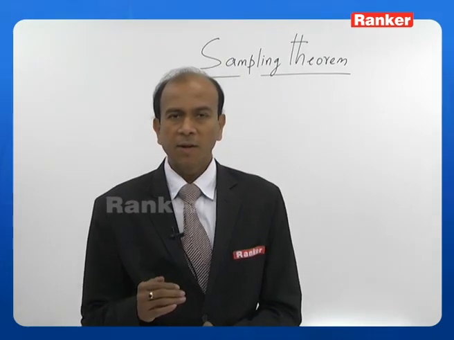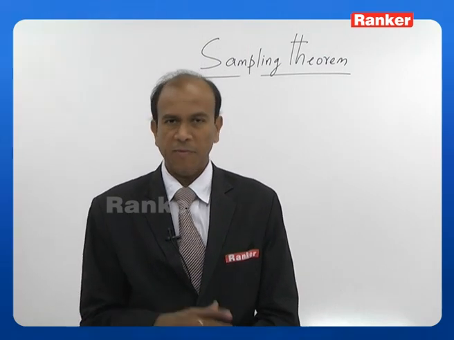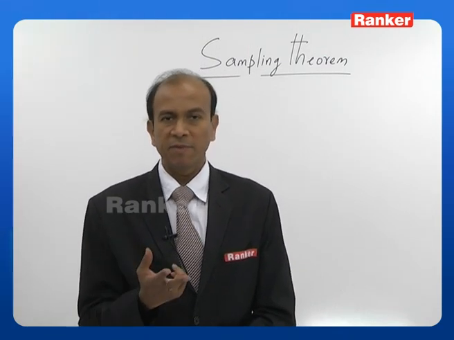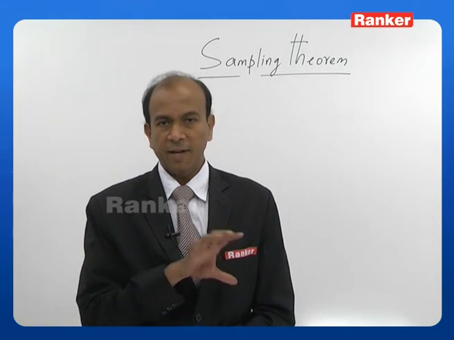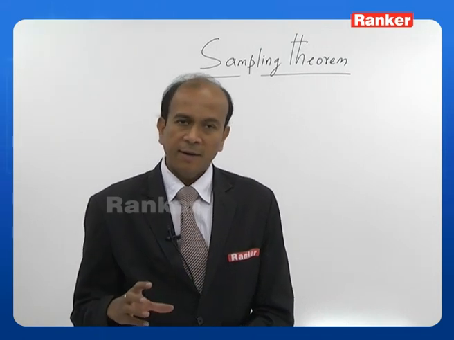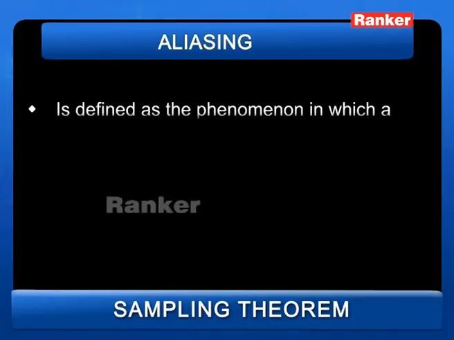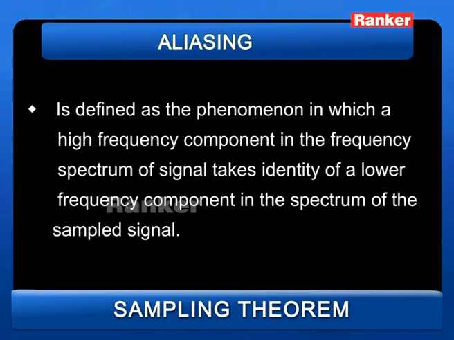Let us define what is called aliasing. Okay, we have seen the overlapping, and we have defined it as aliasing. Let us define it in terms of a statement. What is aliasing? Aliasing is defined as a phenomenon in which a high frequency component in the frequency spectrum of the signal takes identity of a lower frequency component in the spectrum of the sampled signal.